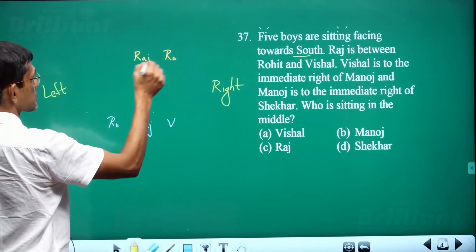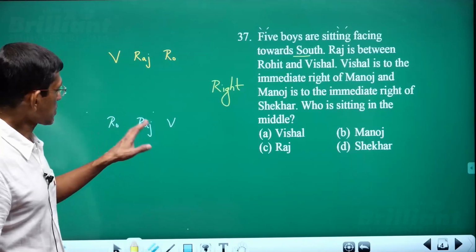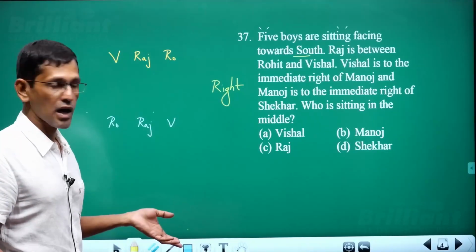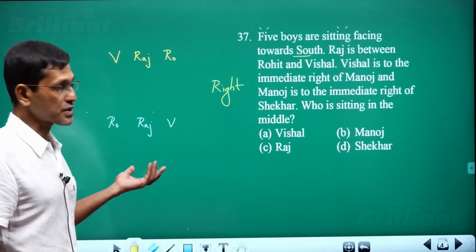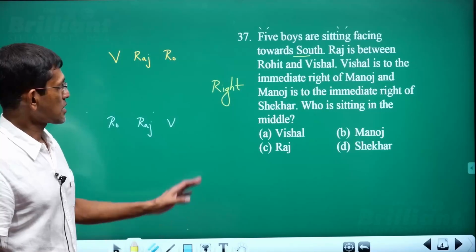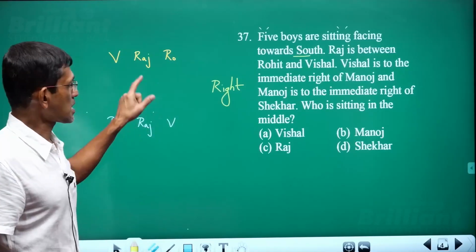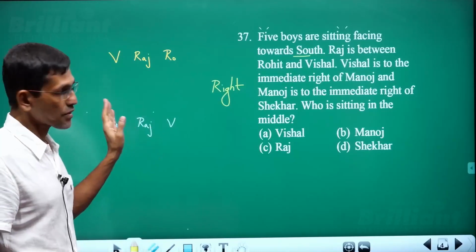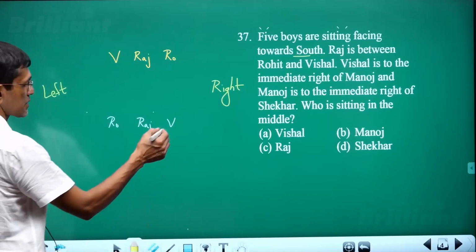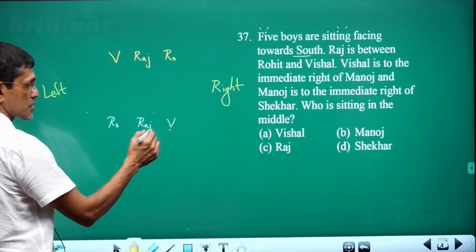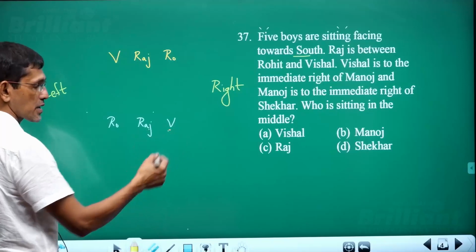Rohit can be here and Vishal can be here. So Raj is between Rohit and Vishal. It doesn't say which side of Raj we have Vishal and which side of Raj we have Rohit. No idea. So there are two possibilities. So here Vishal is here, this is Raj. So Vishal is to the immediate right of Raj.